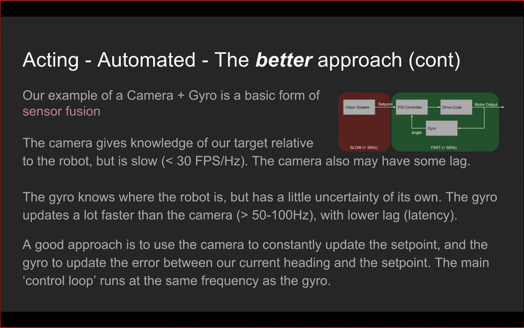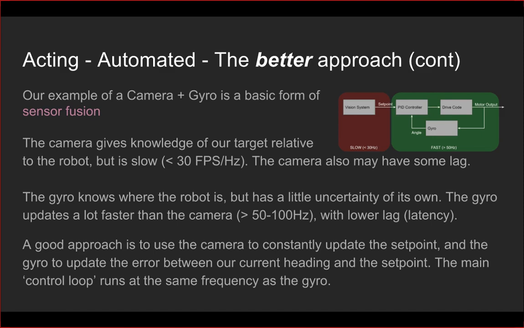You can use just the camera, but the alignment's going to be very off because it just updates too slow. And if you just use the gyro, well, you don't know where the target is, right? So the camera gives us knowledge of our target relative to the robot, but it's pretty slow, less than 30 frames per second, also known as hertz. The camera may also have some of its own lag, which is pretty large, especially when you're using a coprocessor. The gyroscope knows where the robot is, but it has a little bit of uncertainty on its own. It has a little bit of noise, it'll drift over time just due to how gyros work, but it also updates a lot faster than the camera and with a lot lower lag.